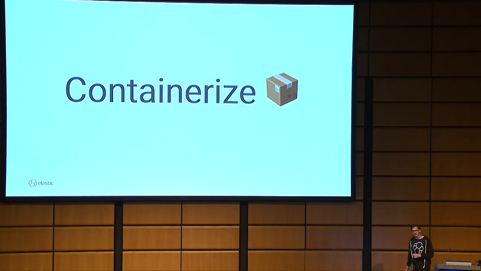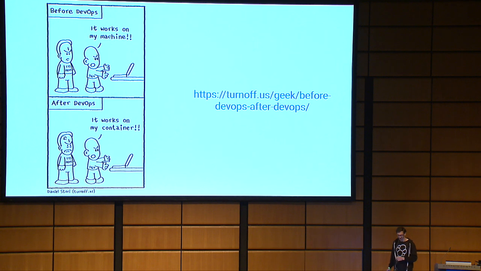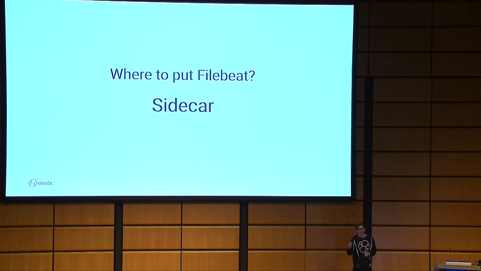What if you want to containerize your applications? Because, you know, you always have these problems. It works on my machine, and afterwards you can say it works on my container, but nowhere else. But you still probably want to have some logging and show people what you want to do. So how do you run Filebeat if you want to collect from a container?